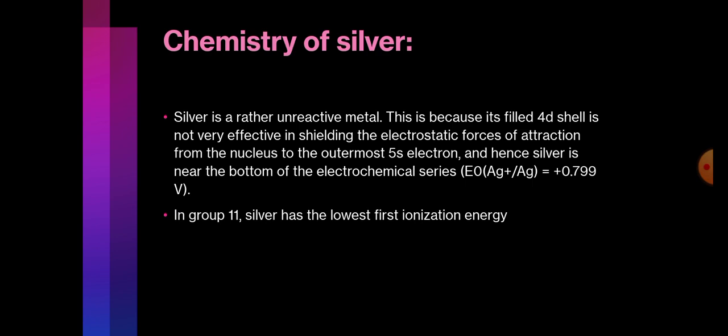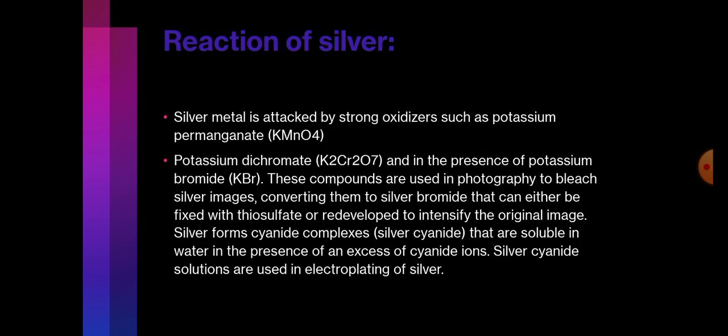Chemistry of silver. Silver is a rather unreactive metal. This is because it has a filled 4d shell, which is not very effective in shielding the electrostatic forces of attraction from the nucleus to the outermost 5s electron, and hence silver is near the bottom of the electrochemical series. In group 11, silver has the lowest first ionization energy.